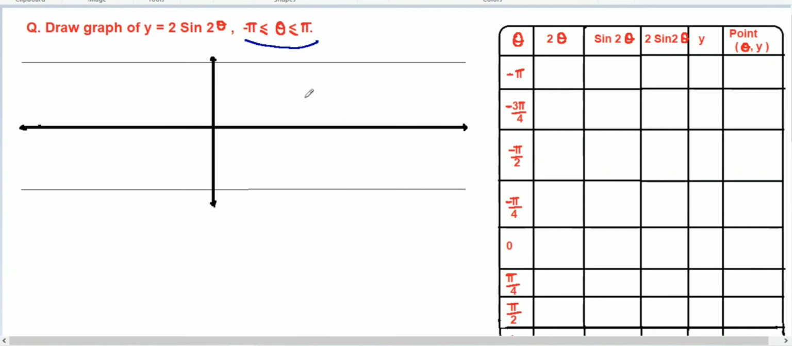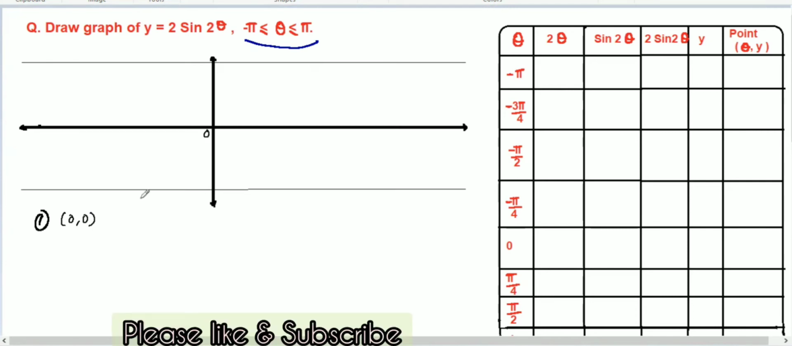So again, recall the important features of the sine graph. The first feature is that the sine graph will pass through the origin, which is (0, 0). So here the graph will cross through the origin.